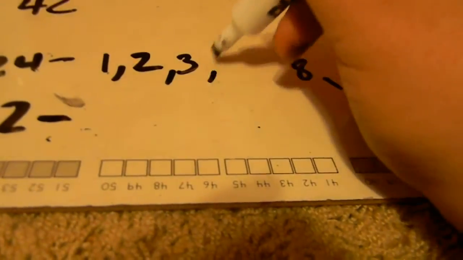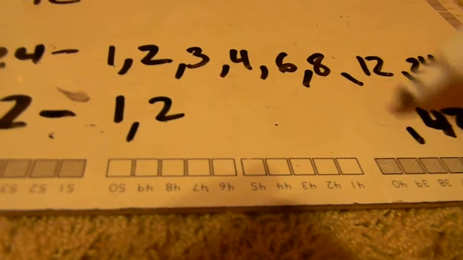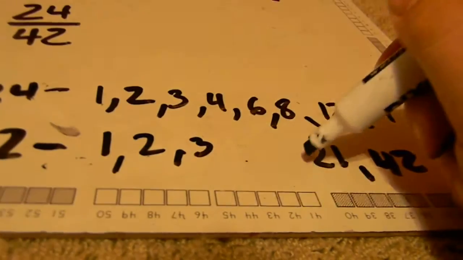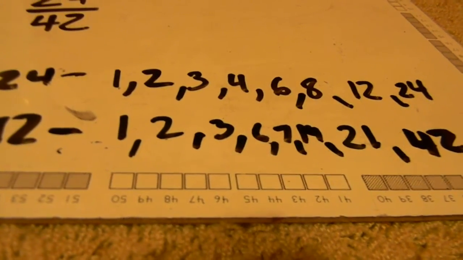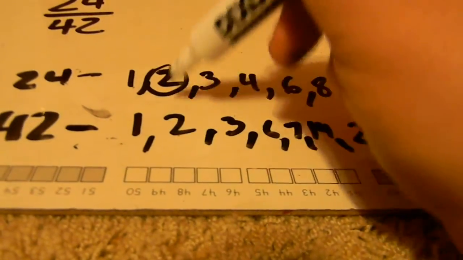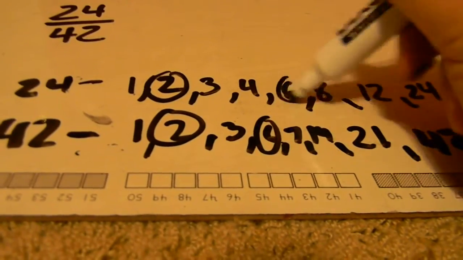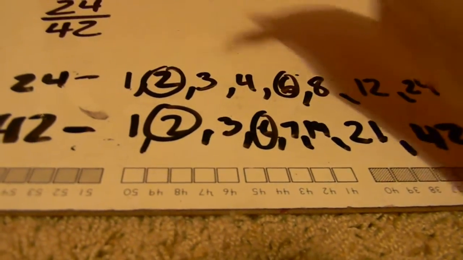Some numbers have lots and lots of factors, okay? So I have 1 and 24, I have 2 and 12, I have 3 and 8, and I have 4 and 6, okay? And for the 42, I have 1 and 42, I have 2 and 21, I have 3 and 14, and I have 6 and 7, okay? So both these numbers have quite a few factors. So looking at what they have in common, they have a 2, they have a 6, and that's it. So looking at it, the 6 is clearly the highest.